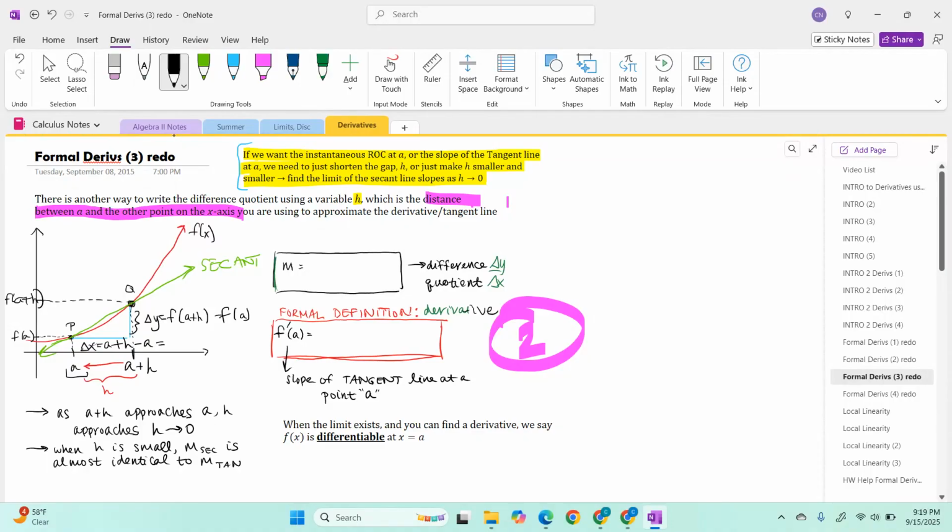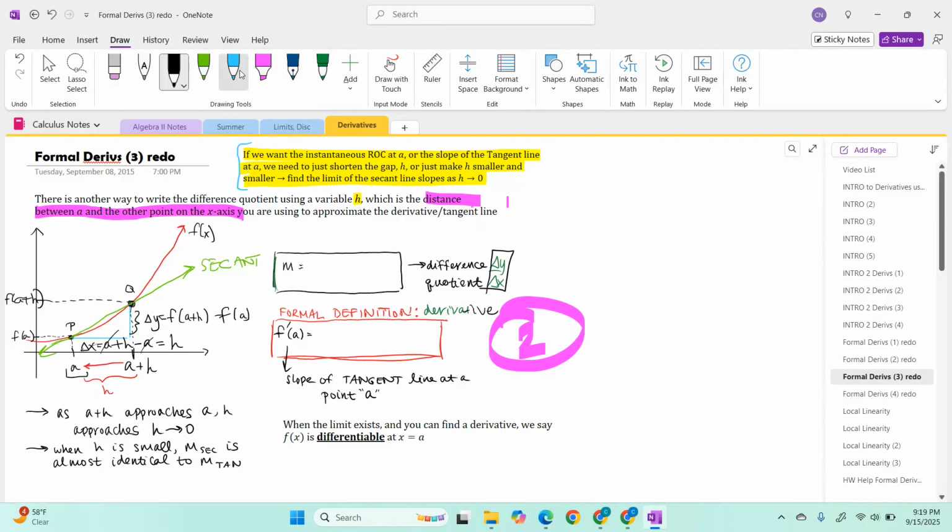Wait a second, what is A plus h minus A? Doesn't that just cancel? Yeah, that's just h. So my delta x is h, okay? So we can write our slope here as change in y over change in x.